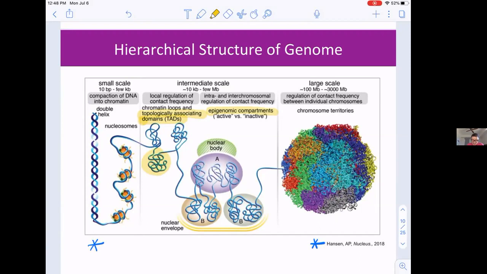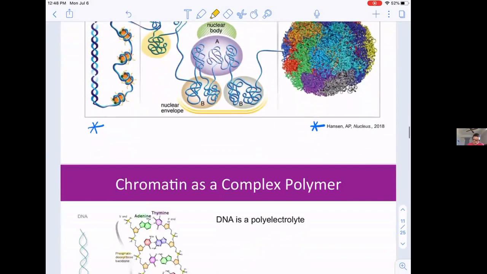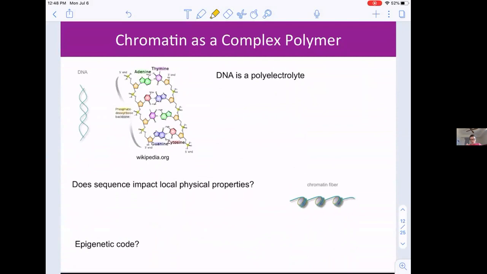Now, in addition, when you look now as a physicist at this polymer, in addition to this structure, obviously this polymer has very unique physical properties.